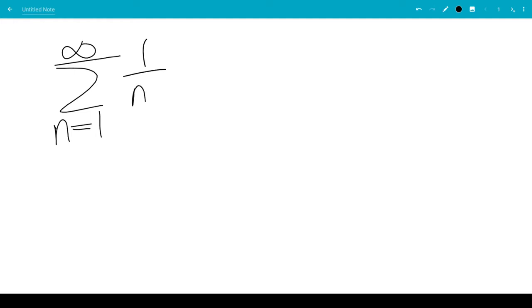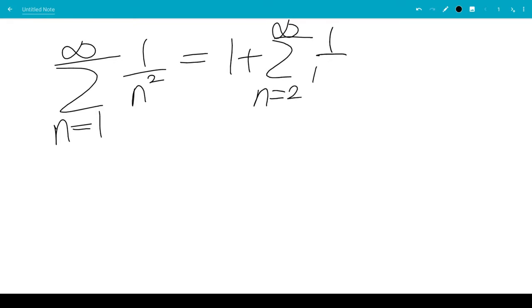In this video, we're going to get an upper bound for this sum. So the sum is n goes from 1 to infinity of 1 over n squared. So this will equal, if I plug in 1, we get 1 over 1 squared, which is 1, plus the sum as n equals 2 to infinity of 1 over n squared.